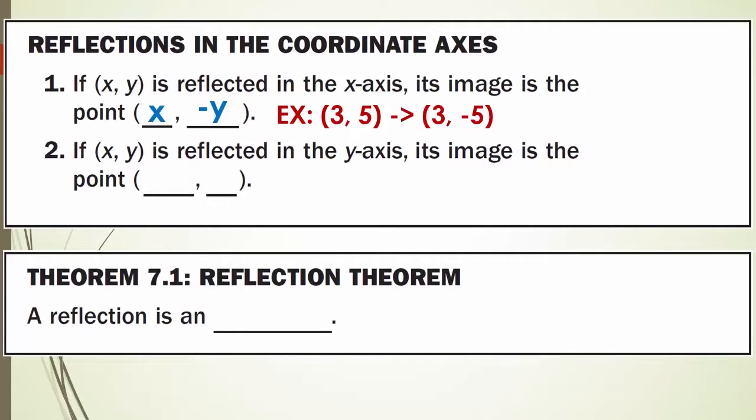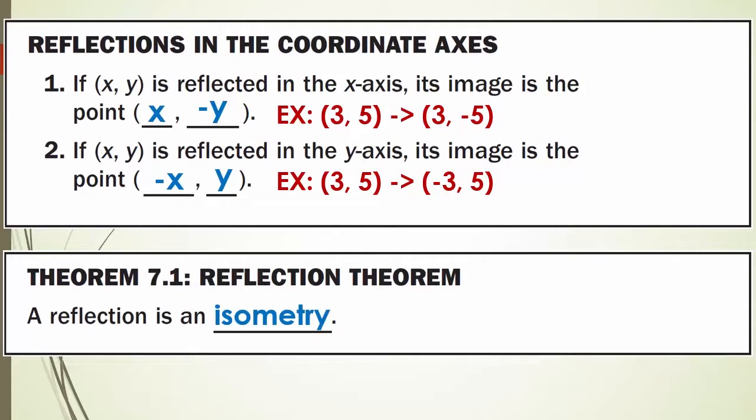If we are reflecting the point (x, y) across the y-axis, again, we're going to keep it as x and y, but this time we're going to change the x to its opposite. We would have (-x, y). So an example of that would be if you're taking (3, 5) and reflecting it across the y-axis, then we would get (-3, 5). Also remember that a reflection is an isometry, meaning it does not change its size.